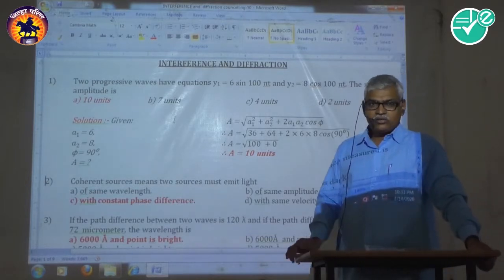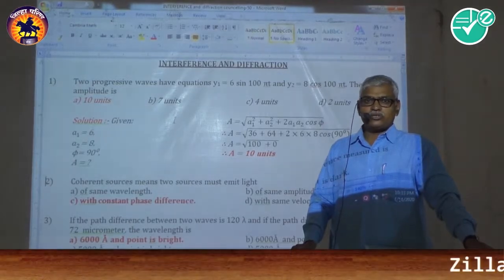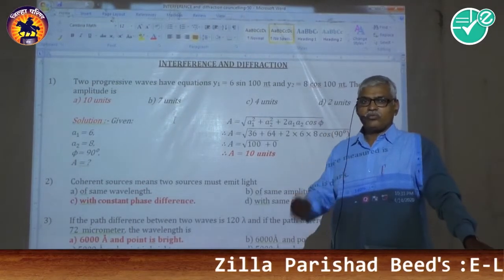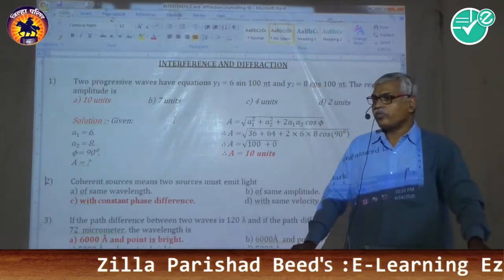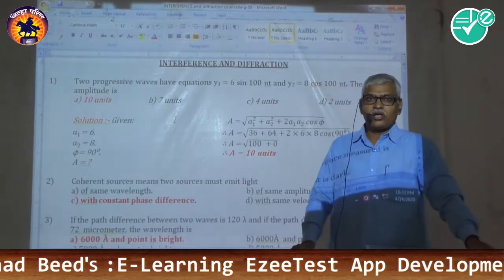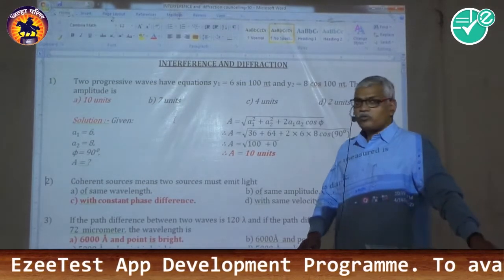Dear students, in the last two lectures, we have studied the synopsis of the topic interference and diffraction. Now, we are going to solve some important MCQs on this topic. Question number 1.